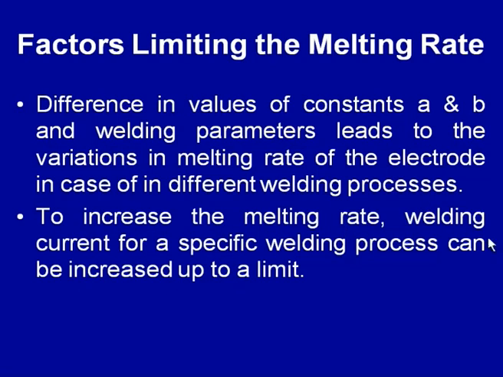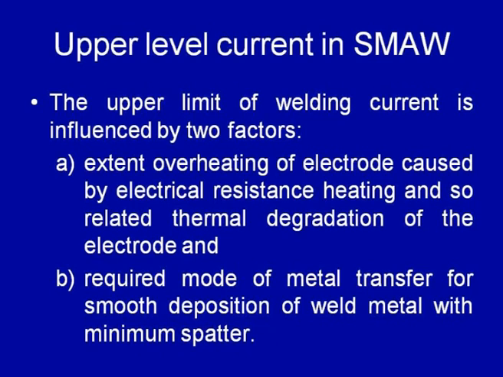To increase the melting rate, the welding current for a specific welding process can be increased, but this is possible only up to a limit, because thereafter some adverse effects are observed. So, now we will look into the factors that limit the lower or higher level of the currents associated with a particular welding process. If we take up first the shielded metal arc welding process, in this process the upper level of the welding current is influenced mainly by two factors.